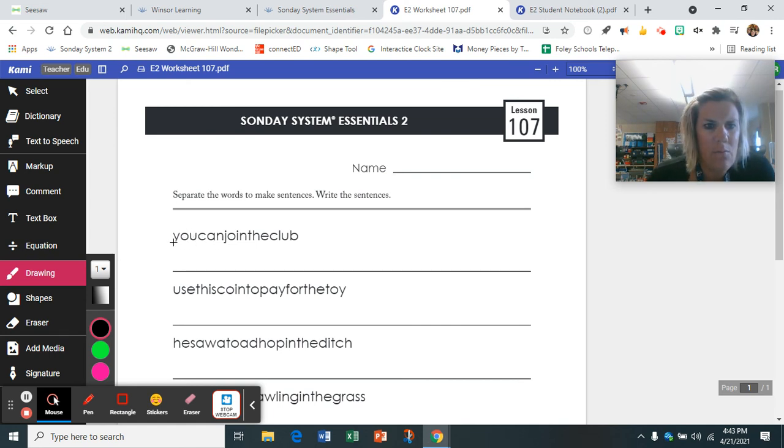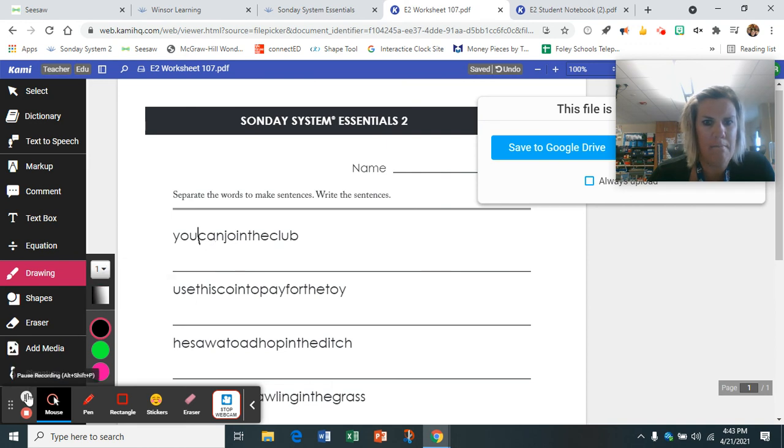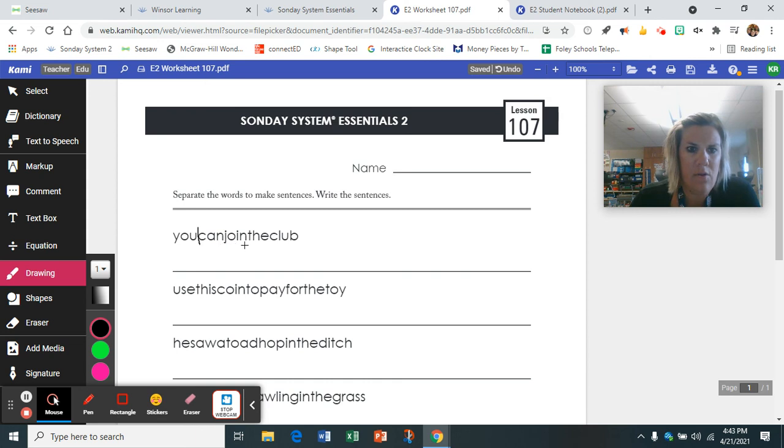So I can see a familiar word right here, you. And I look behind it and can see another word that I recognize, can. So I'm going to take my pencil and draw a line between you and can. After can, I can see another word that I know, join. So I'm going to separate can and join. Then I see the word the. So I'm going to separate join and the. And the last word is club. Now, when I go to rewrite the sentence, I'm going to be sure to put a capital at the beginning of my sentence and a period at the end, as well as a space between each of the words.